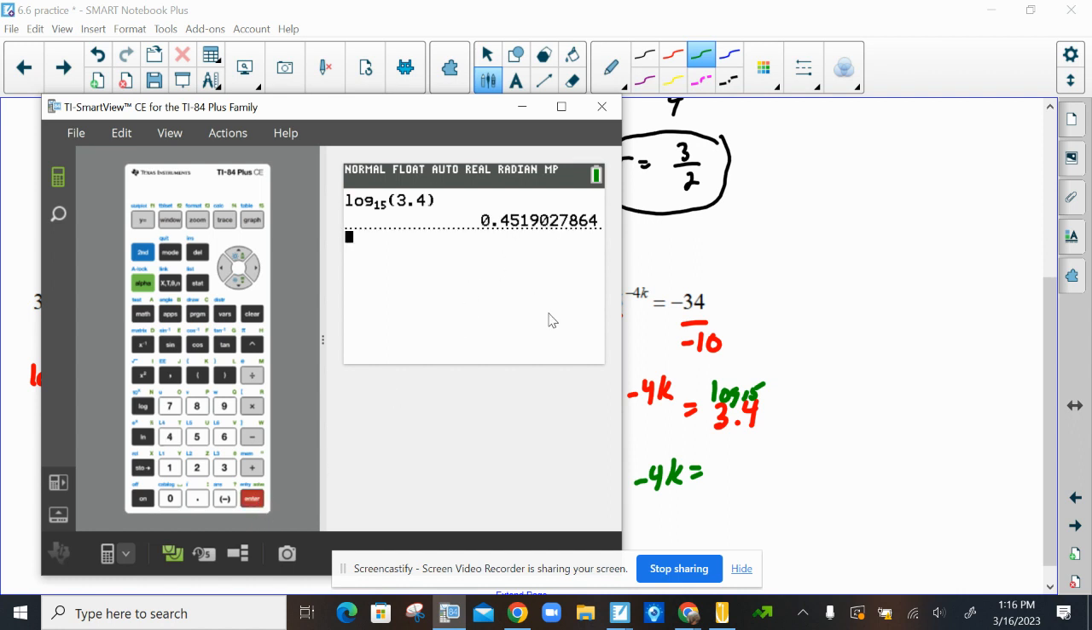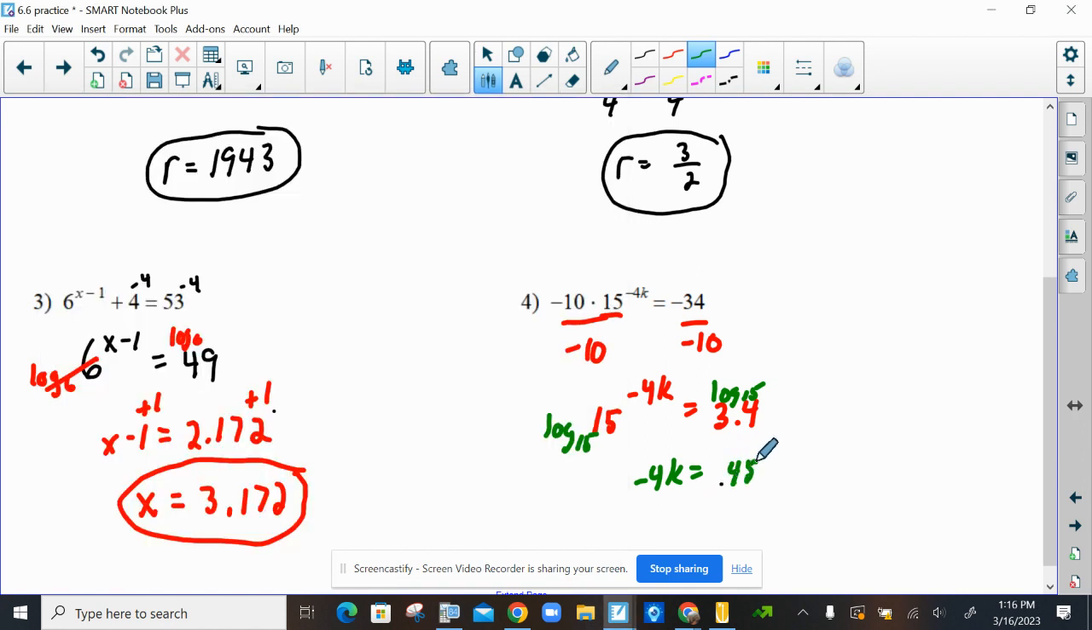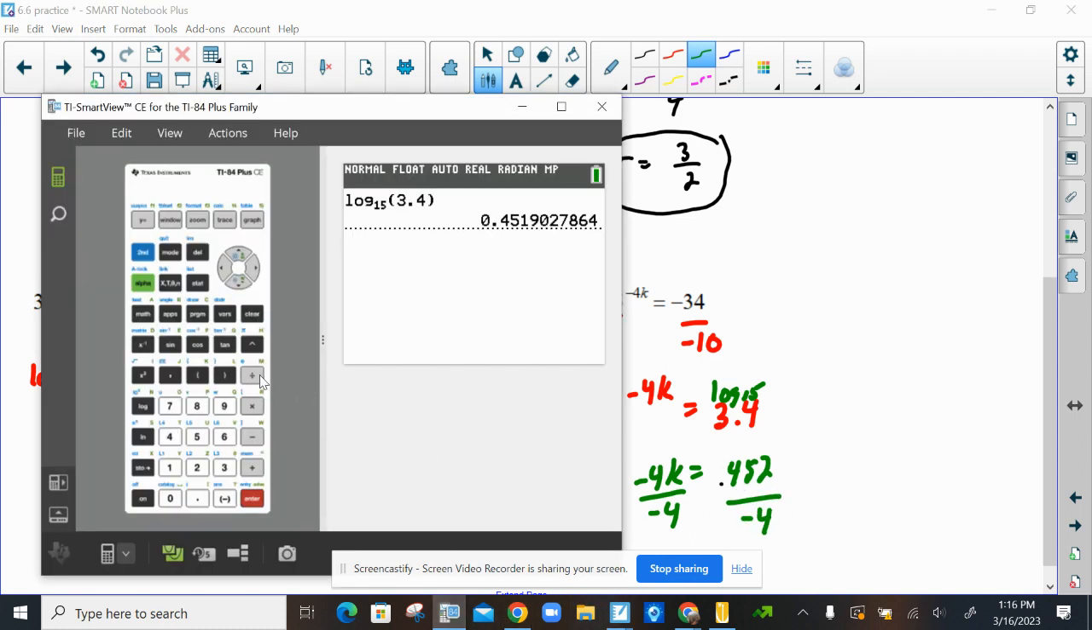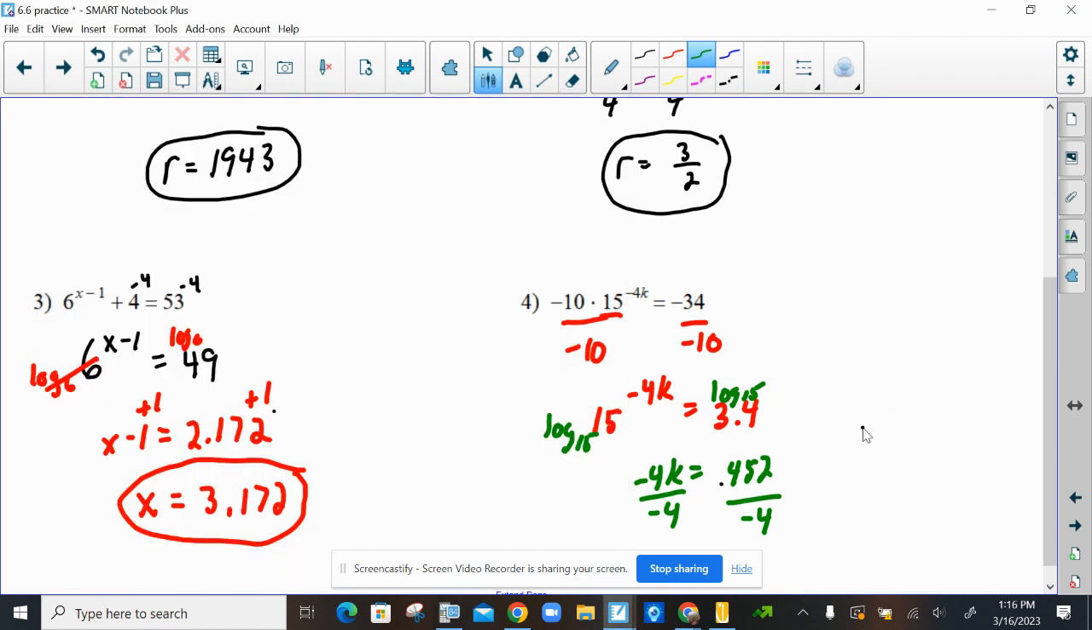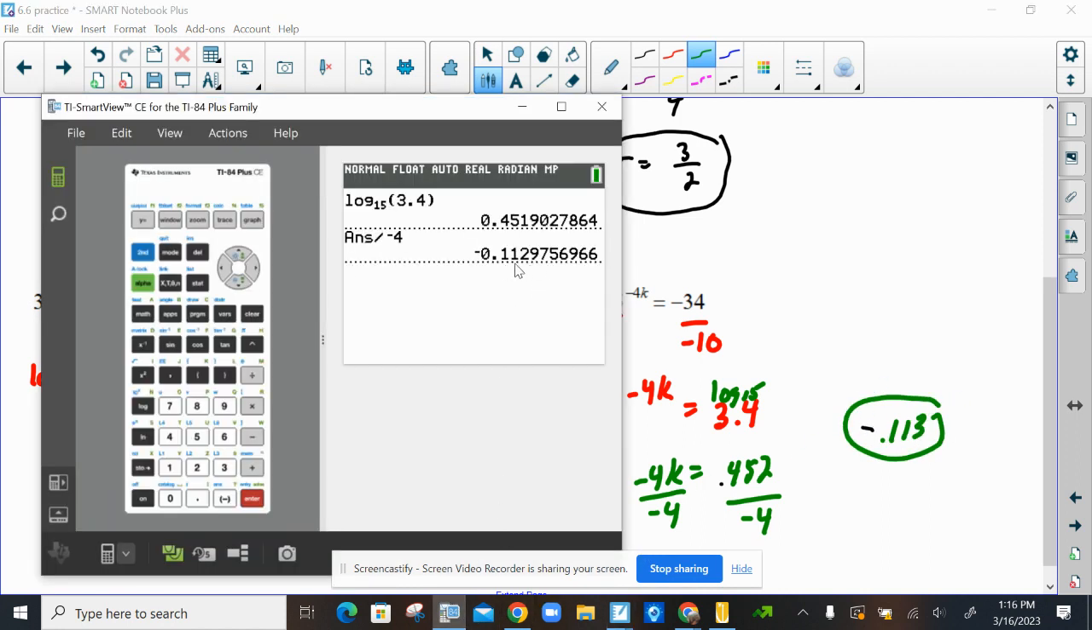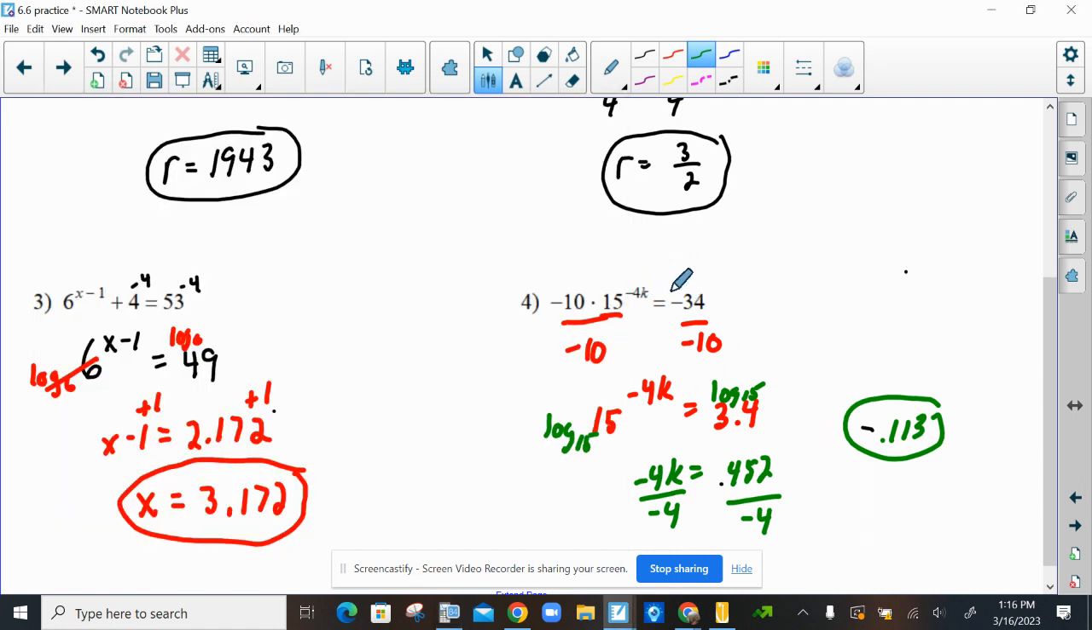I get that decimal 0.452. And then my last move is to divide. So I'm going to divide by negative 4, and I get my answer of about negative 0.113. Okay, that's all we're doing. There's our answer. It checks. If you would plug it back in, you would get very close to negative 34, only because we're rounding.